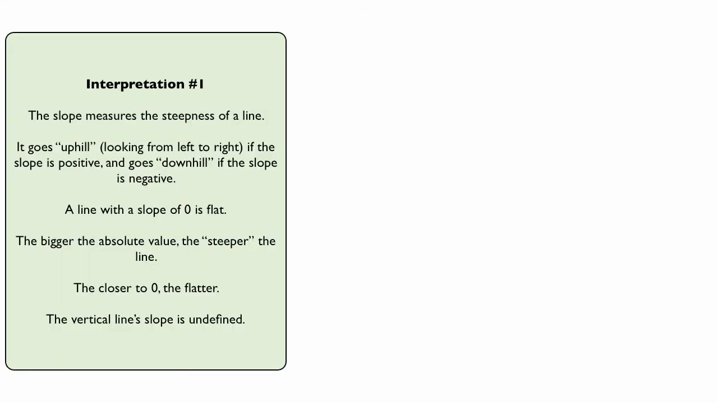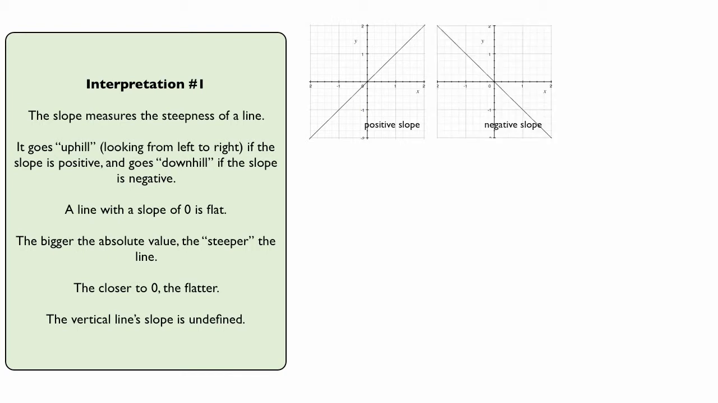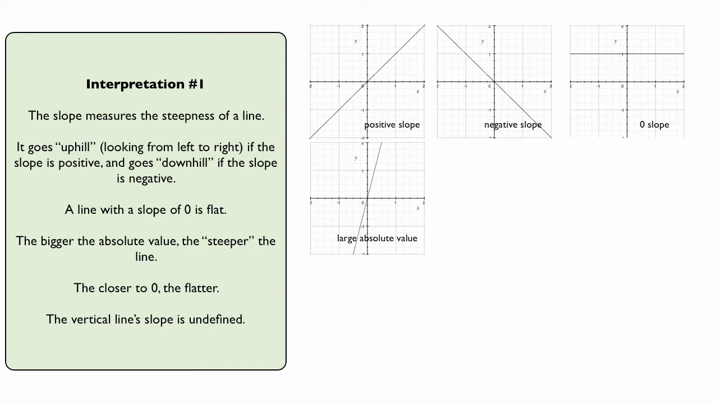Now let's discuss what this actually means. The slope measures the steepness of a line. It goes uphill, looking from left to right, if the slope is positive, and it goes downhill if the slope is negative. And a zero slope, as you see, is a completely flat slope. The bigger the absolute value of the slope, the steeper the line is going to be, either up or down.